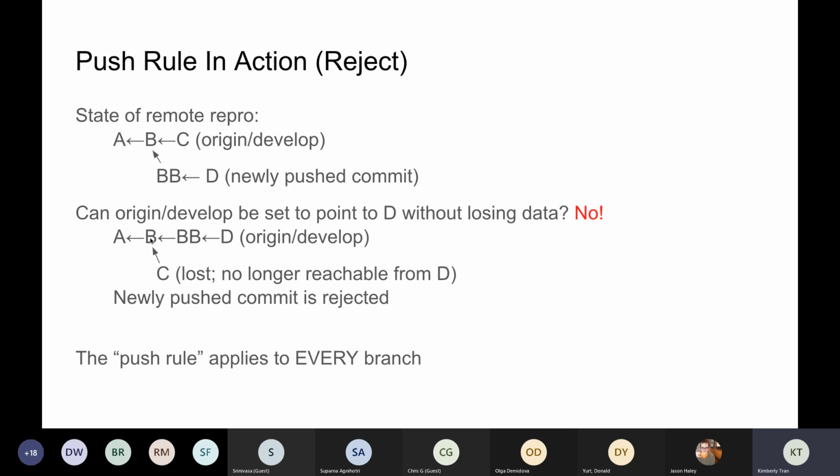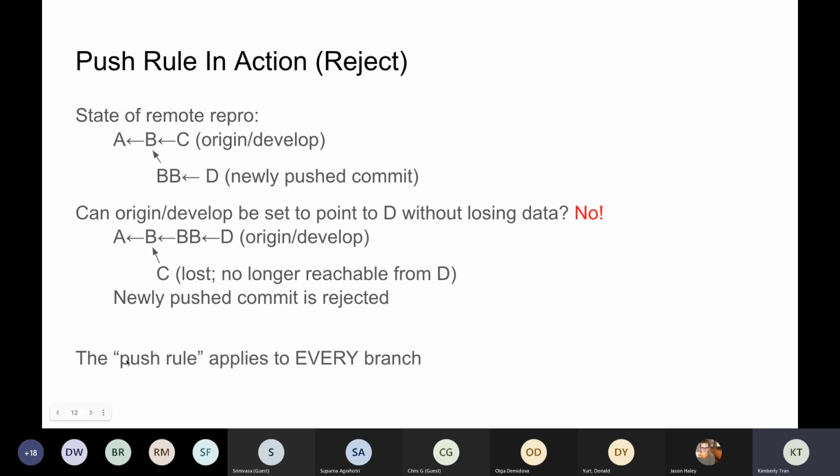These are directed graphs, right? There's no pointer from B to C at all. So you can't reverse this. Therefore, this is rejected. And that's why when you push something like this, Git will say the foreign remote repository has changed, and it rejects your new commit.